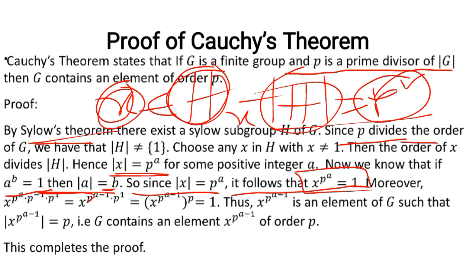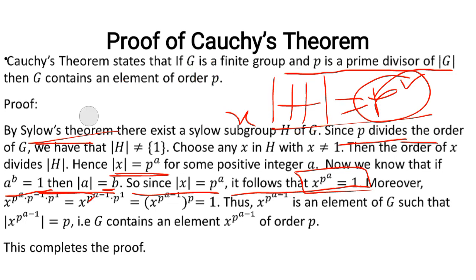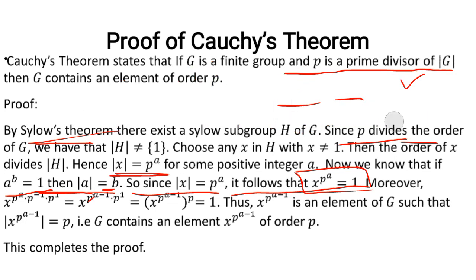But we seek that the order of that element be p. That's what Cauchy's theorem wants. It wants it to contain an element of order p. But clearly this order is not p, but p raised to power a. We want order p. So how do we get that?